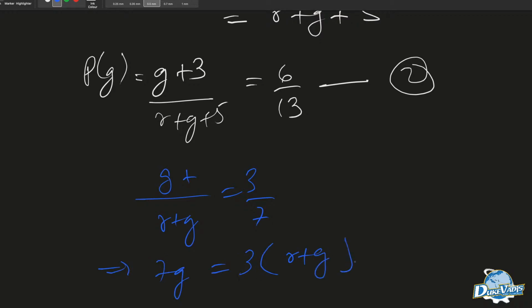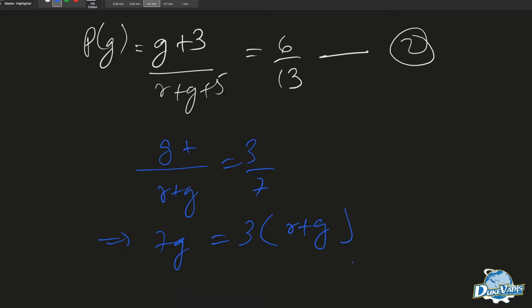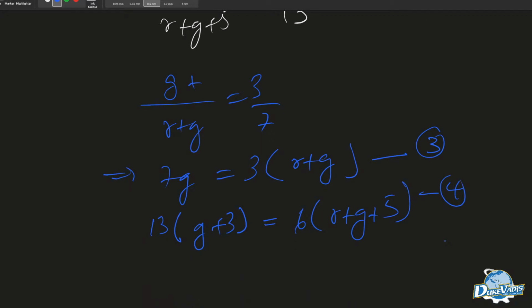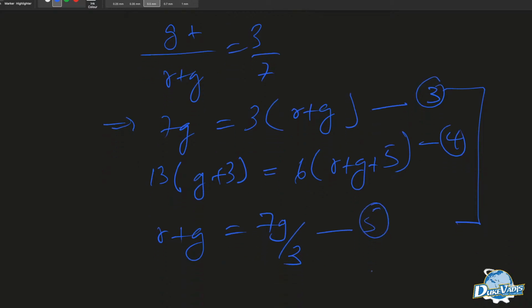Okay, and if that is the case, the other one too, I can say 13 into G plus 3 is equals to 6 into bracket R plus G plus 5. Okay, so this has been our equation 3 and equation 4. So by inspection, we can see that from 3, R plus G is equal to 7G over 3.